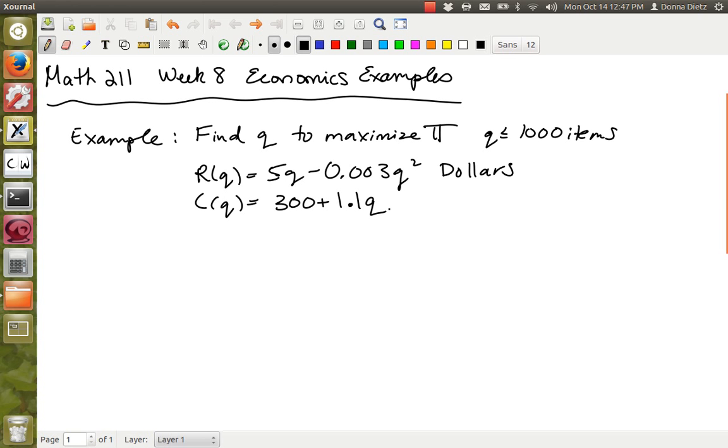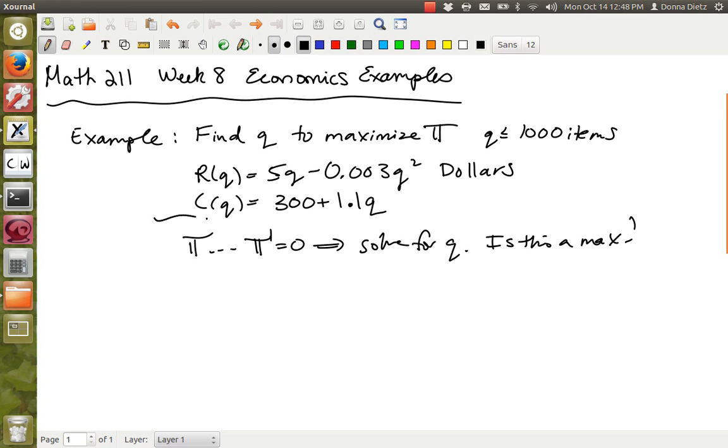So you have 2 options. You can either calculate P, then find P prime, set it equal to 0, solve for Q, and then verify that this is a max. Okay, so that's what we're going to do. We're going to follow these steps.